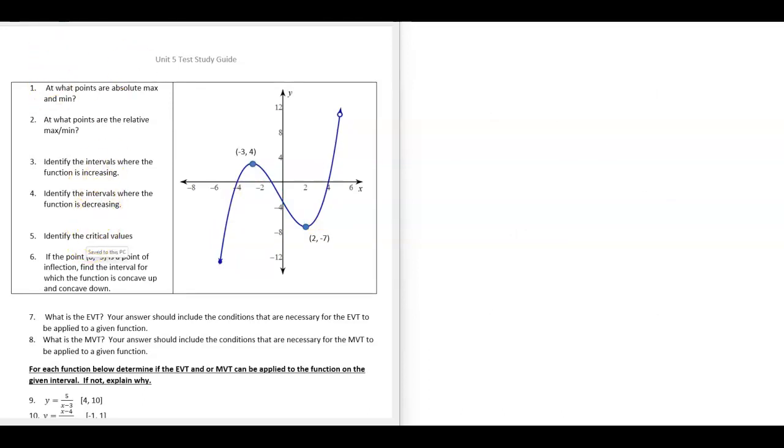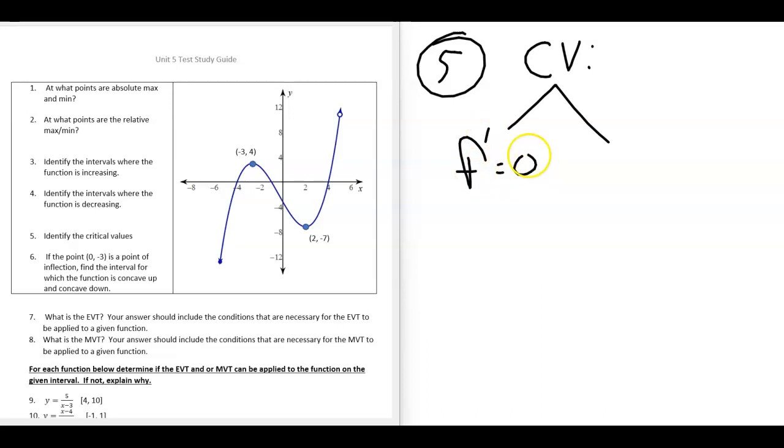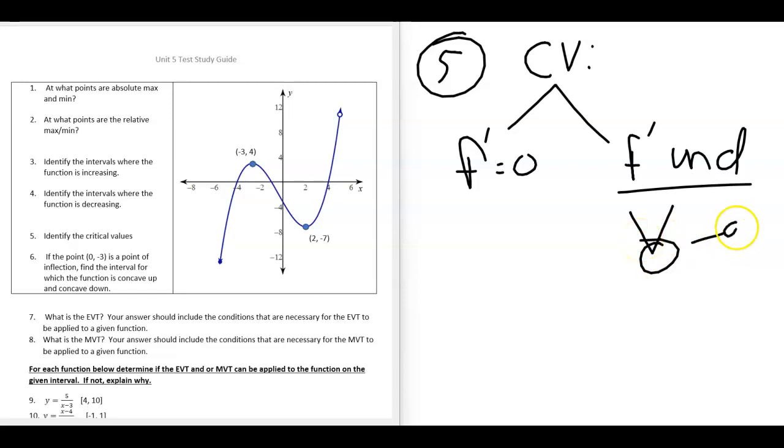Identify any critical values. Okay, so just to remind you, critical values are those points where either f prime equals 0 or f prime is undefined. Okay, now f prime can be undefined in a lot of ways. One way it could be undefined is at a cusp. Another way it could be undefined is some sort of discontinuity on the graph, like a jump, a hole, or maybe an asymptote. Those are all ways that a function may fail to have a derivative at that point.